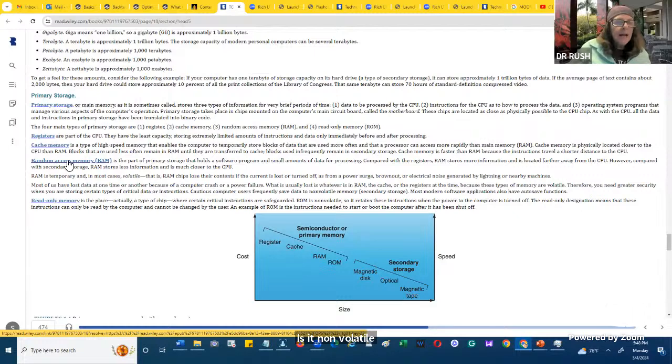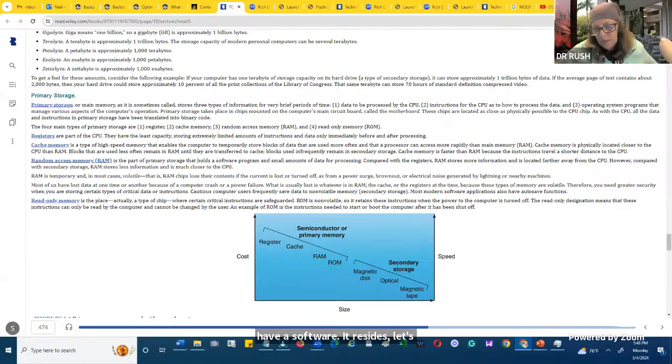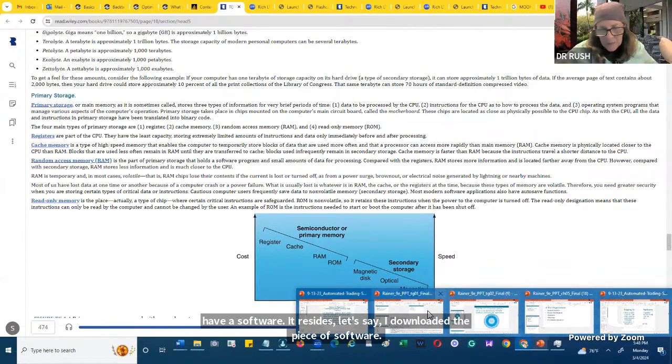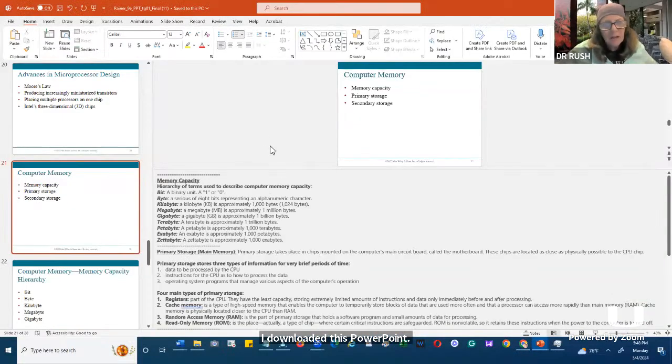We have to remember, in random access memory, when I have a piece of software, say I downloaded this PowerPoint. It resided on Blackboard. I downloaded it to my computer in secondary storage, and now I load it whenever I need it. Then put this in your notes: whenever you're using software, you are taking it from your secondary storage and bringing it into RAM.